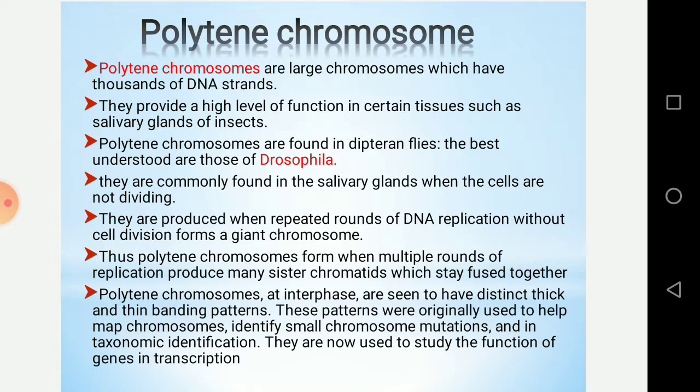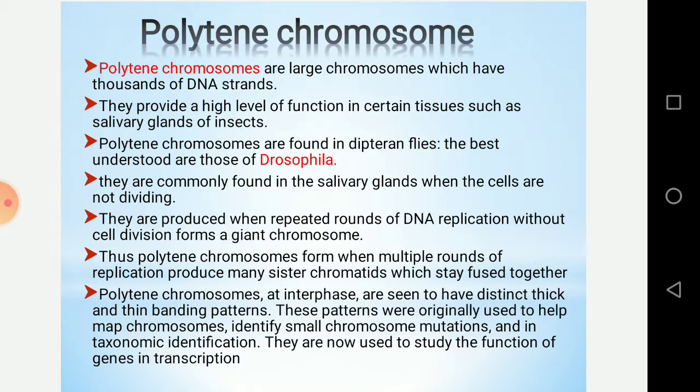During replication, one DNA strand is replicated into two, meaning half parental chromosome and half daughter chromosome, and they separate. But in the case of polytene chromosome, they replicate as normal, but they don't separate. They get joined one after another and form a giant chromosome. Thus, polytene chromosome forms when multiple rounds of replication produce many sister chromatids which stay fused together.